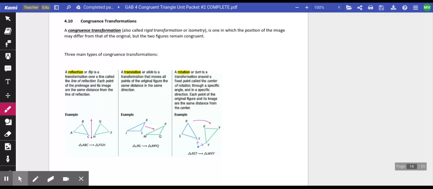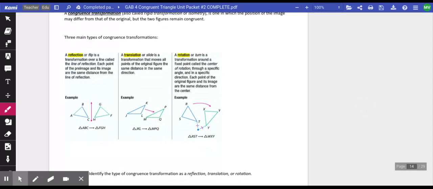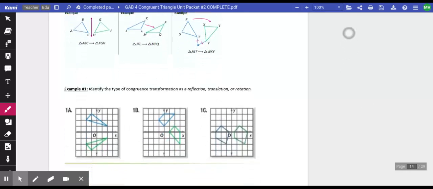A rotation, or a turn, is a transformation around a fixed point called the center of rotation, through a specific angle in a specific direction. Each point of the original figure and its image move the same distance from the same center.